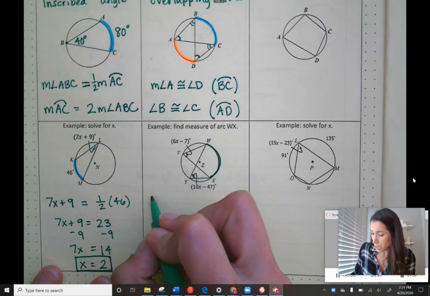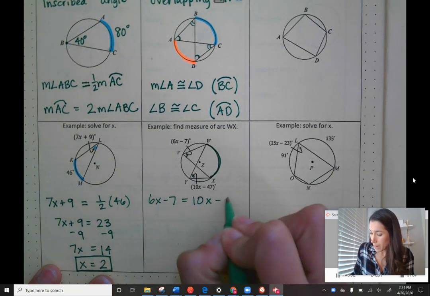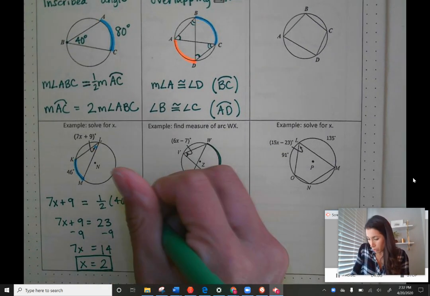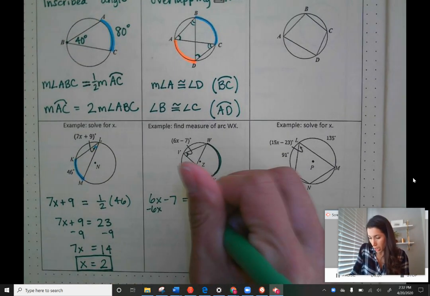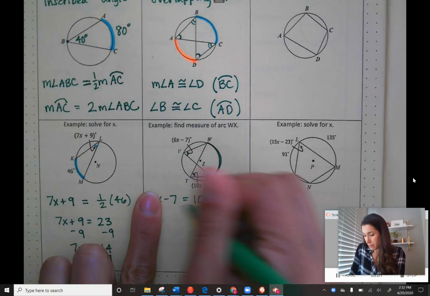So my first step is just going to be setting 6x minus 7 equal to 10x minus 47. So now we could just get all of our x's on one side. I'd probably subtract 6x on both sides first, just so I'm working with some positive x's.